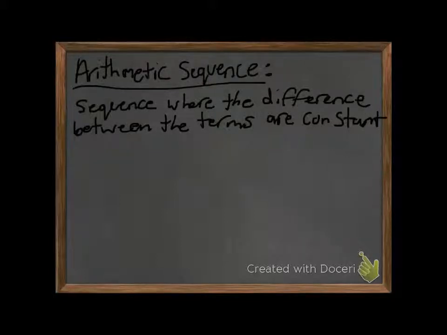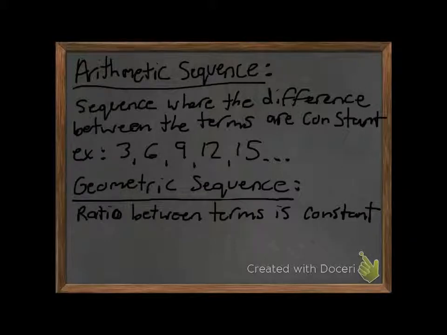An arithmetic sequence is a sequence where the difference between the consecutive terms is constant. So let's say the example was 1, 3, 5, 7, 9, then it's constant, so it's arithmetic. Second example here is 3, 6, 9, 12, 15. So it goes up by 3 every time. Therefore, it's an arithmetic sequence. Now you know what an arithmetic sequence is.